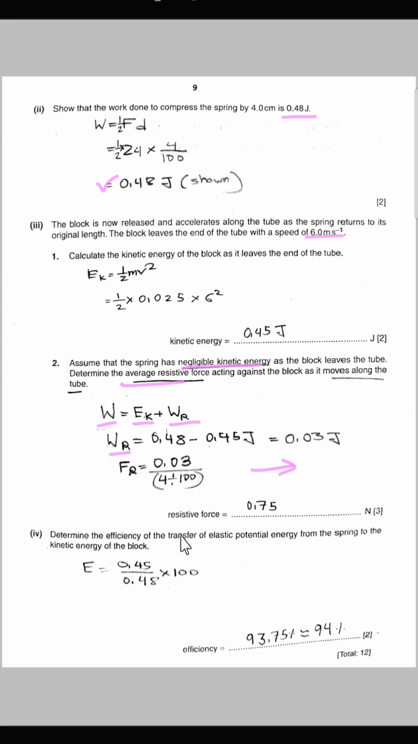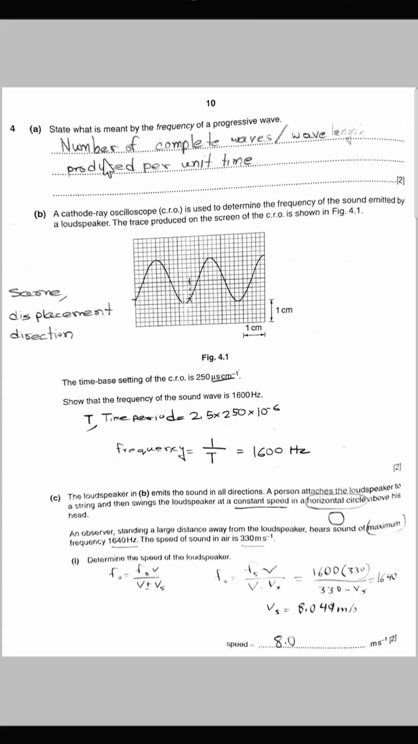Now determine the efficiency of the transfer of elastic potential energy of the spring to kinetic energy of the block. So we need to calculate the efficiency. Efficiency is the useful energy output, that is the kinetic energy, divided by the total energy, times 100%. So elastic energy is 0.48, kinetic energy is 0.45, times 100%. We get our answer as 94% efficient.